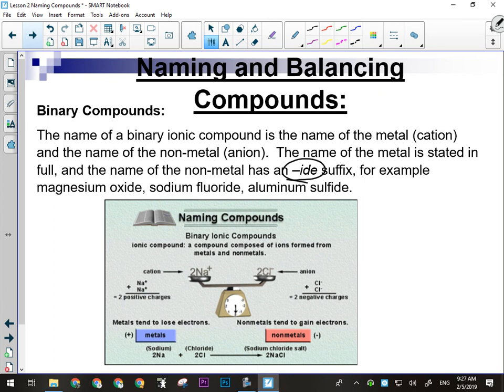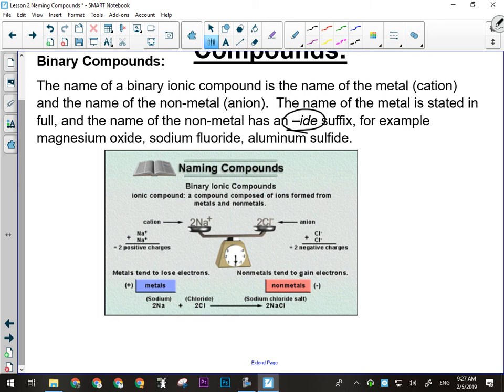All right. If I was looking at, let's say, this particular compound, what would I call that?